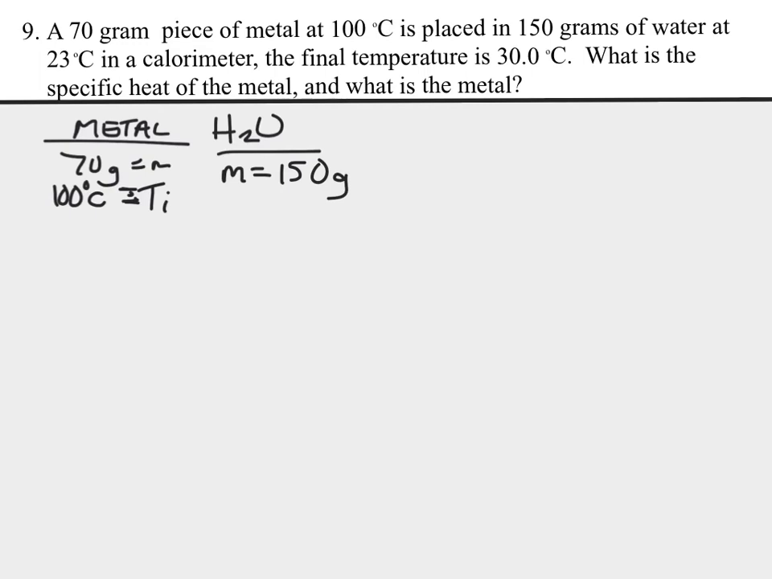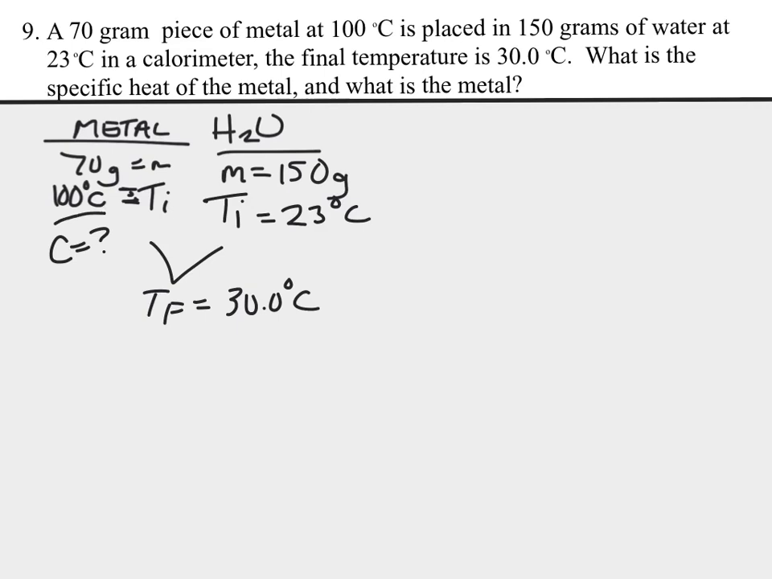Now, reading this, it looks like the water's initial temperature is 23 degrees Celsius. And after these two objects mix together, their final temperature is 30 degrees Celsius. So we know the final temperature. The question we are looking for is what is the specific heat of this metal, and what metal could that be? So we are going to look for the C value for the metal. We know for liquid water that C is 4.184 always. So I think we have enough information to solve for the specific heat.